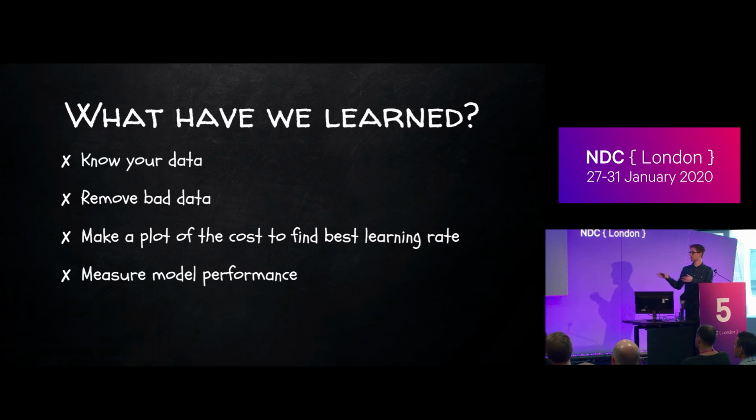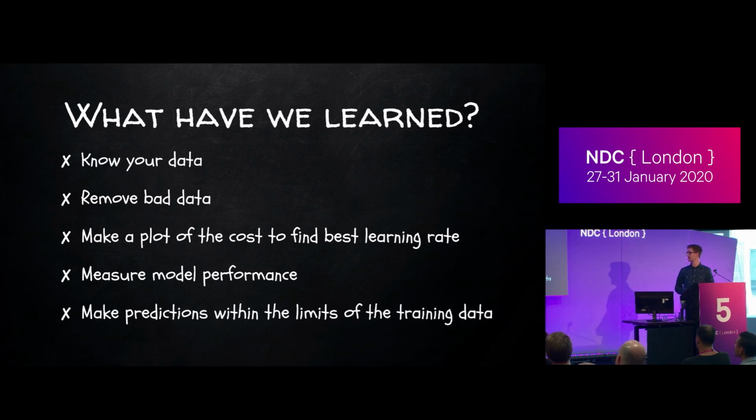We also saw how to measure model performance. In the Lego case here, a practical approach, but usually split data into a training set and a test set. And also, we can just make predictions within the limits of the training data. In our case, if we do not have enough data going very left, then the robot cannot go left.